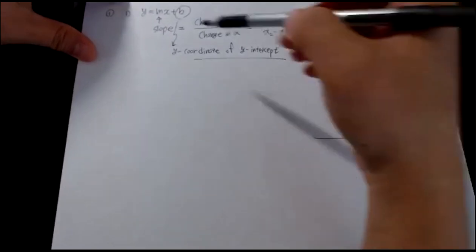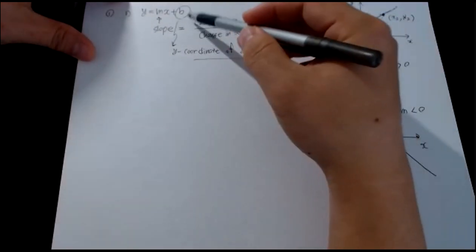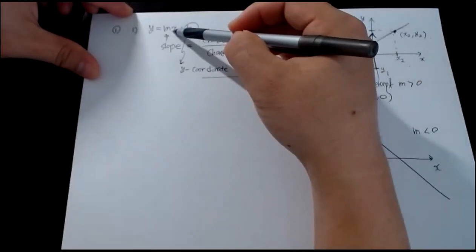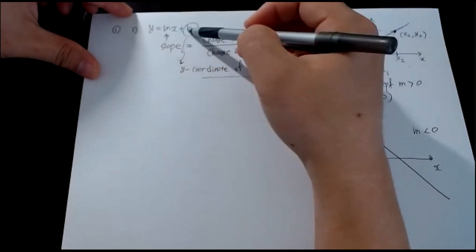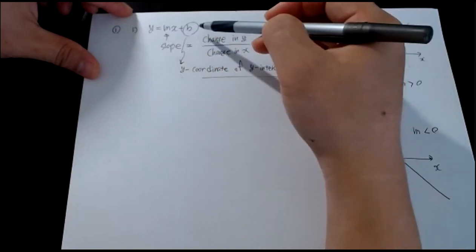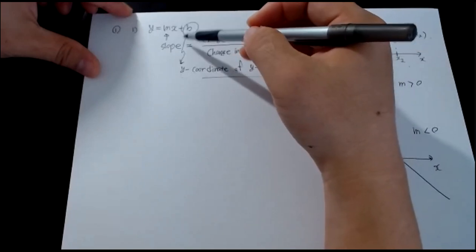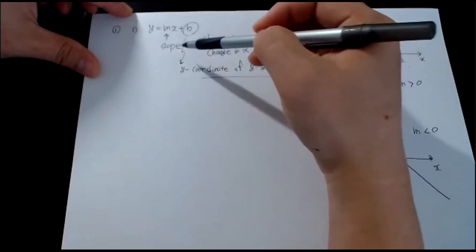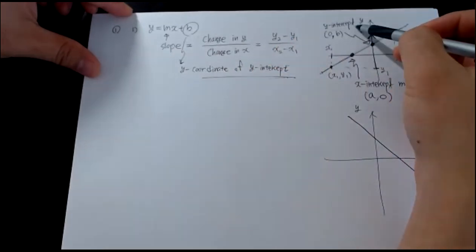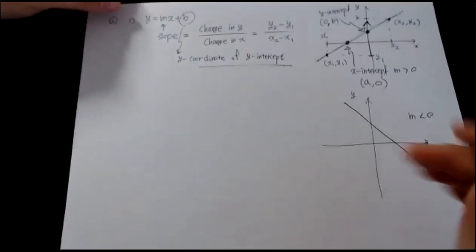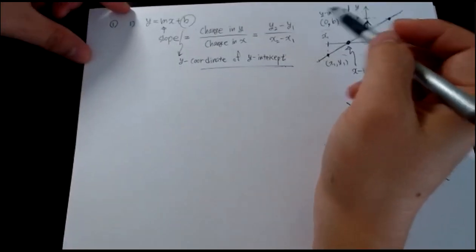Now here b is the y coordinate of the y-intercept. Why is this the y coordinate of the y-intercept? Because when you plug in 0 for x, we get y equals b. It means that b must be the y coordinate corresponding to x coordinate 0. So b is the y coordinate of the ordered pair (0, b), which is the y-intercept, right? That's why b is the y coordinate of the y-intercept. Okay, so I know this example.